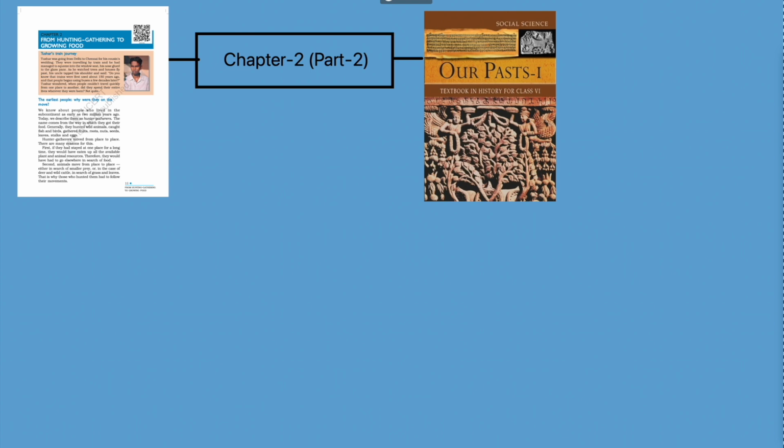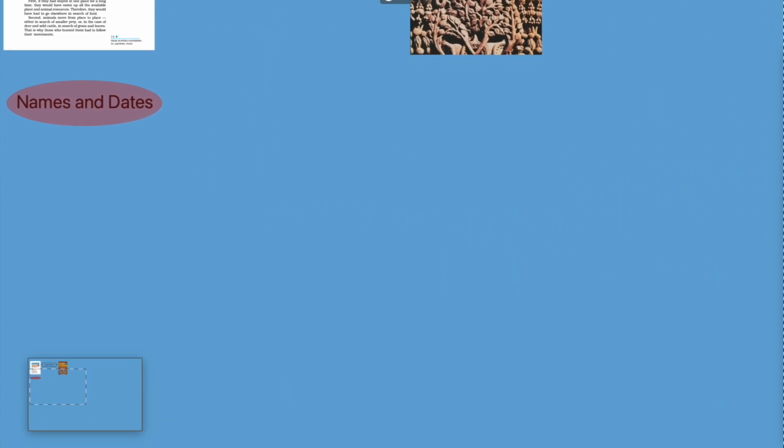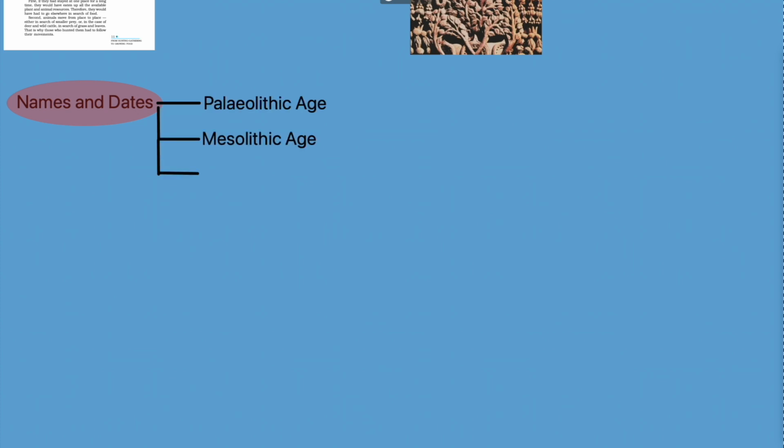Now we will talk about a very important topic, that is names and dates. See, I know it can be very confusing at first looking at those big heavy names like Paleolithic, Mesolithic and Neolithic which we saw in the map. Let's see what they mean.